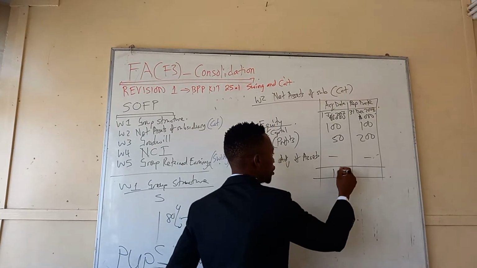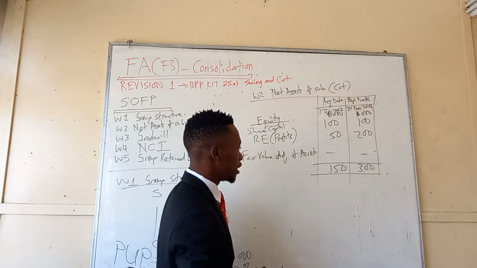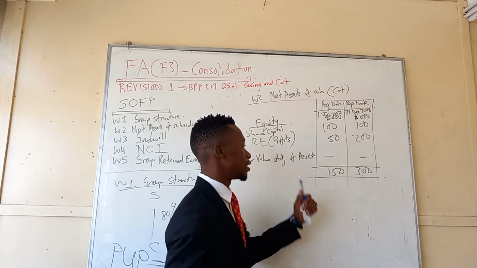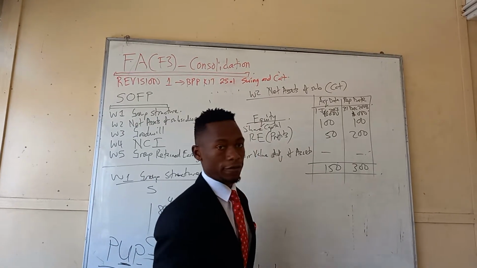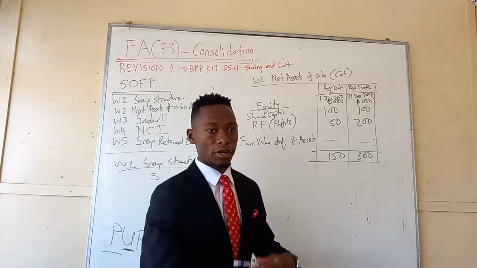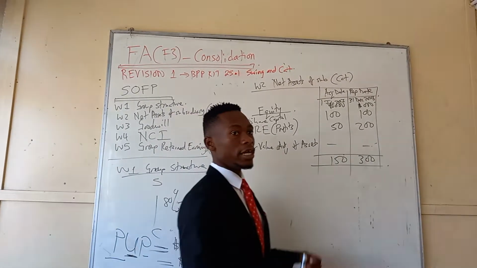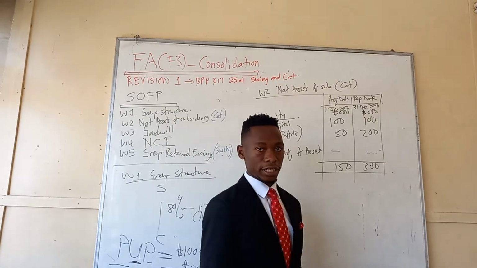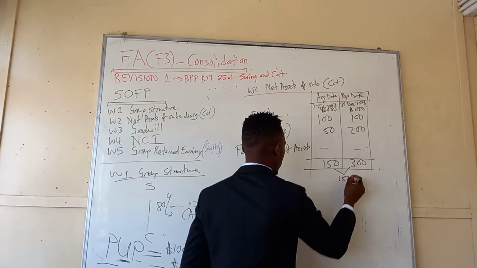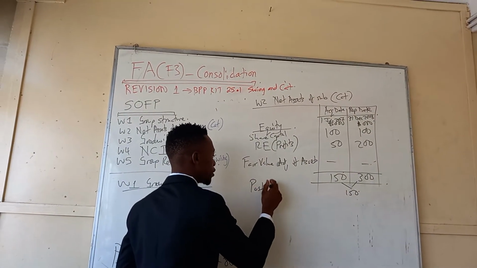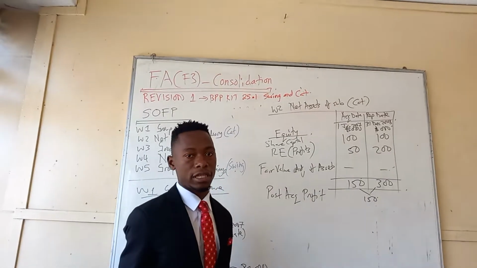So let me close off. We do the number crunching. This will be 150. This will be 300. So this shows that at the date of acquisition, the subsidiary had a value of 150. Then at the reporting date, from the date that you acquired, the company now had a value of 300. So that means the company gained 150. So we call it the post-acquisition profit. So this is the profit that was made by the group.